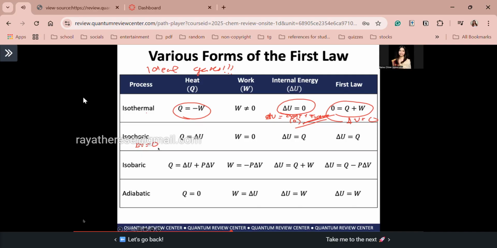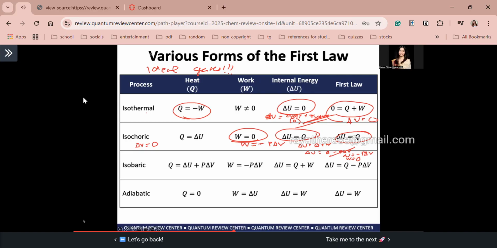Next, for an isochoric process, here we have a constant volume. So change in volume is equal to 0. Okay, so here guys, work is equal to negative P delta V. So when you rewrite the first law equation, delta U equals Q plus W, then rewrite it as delta U equals Q minus P delta V, of course, the second term cancels, guys. Because again, in isochoric processes, delta V is equal to 0. That's why delta U is just equal to Q, as you can see here. And work is equal to 0 because, again, work is equal to negative P delta V. Since delta V is equal to 0, then work is equal to 0.